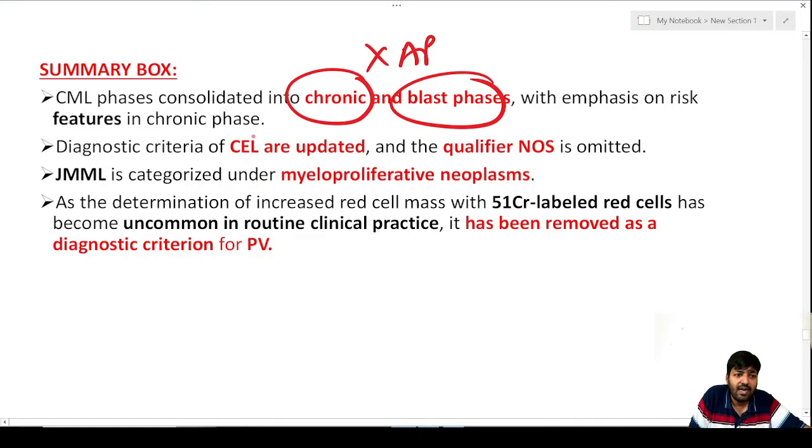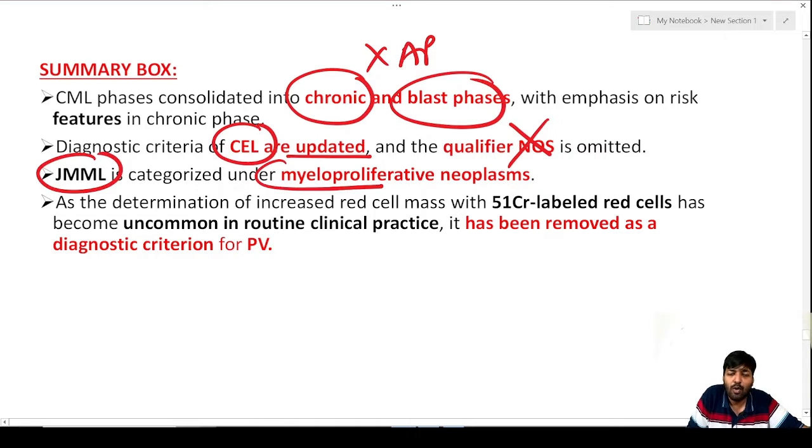The diagnostic criteria of CEL, chronic eosinophilic leukemia, have been updated and the qualifier NOS is gone, so CEL NOS is no longer used now. GMML has been placed under myeloproliferative and is not under the MP/MDS category now. And in PV, the criterion of RBC mass has now been removed because this testing is not being done anymore. Very important. So these are the important changes that we have seen in case of myeloproliferative neoplasm.